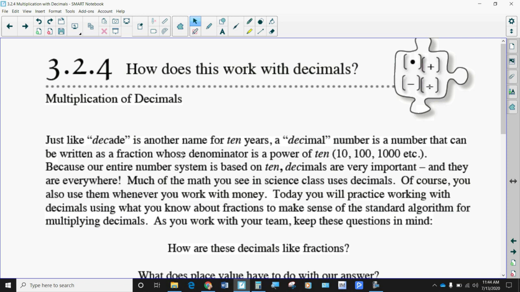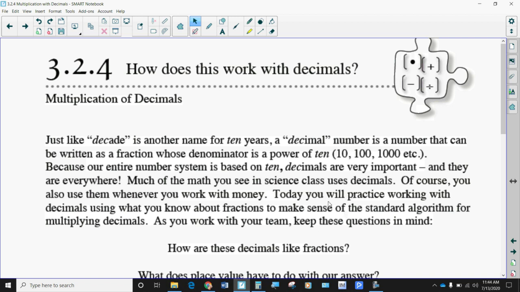Okay, so just like decade is another name for 10 years, a decimal number is a number that can be written as a fraction whose denominator is a power of 10, like 100, 1,000, 10,000, a million. All those powers of 10 are how our decimal system is set up. Because our entire number system is based on 10, decimals are very important, and they are everywhere.